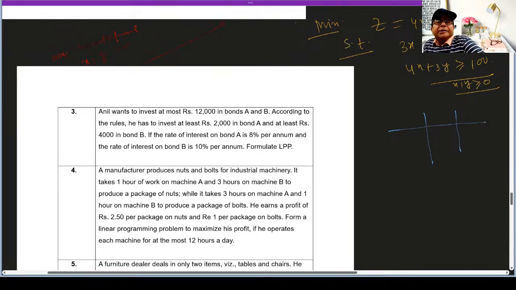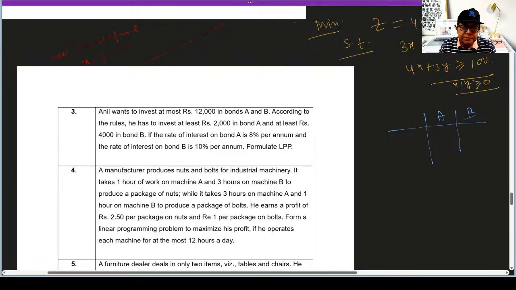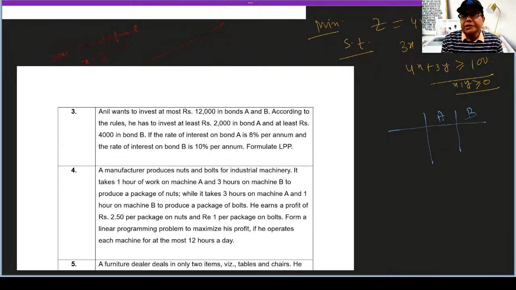$12,000 in bond A and B. Bond A minimum 2,000, and bond B minimum 4,000, he has to buy it. Rate of interest on bond A is 8% and the rate of interest on bond B is 10%. Hope you have written. So you just write A and B here. Interest on bond is 8%.